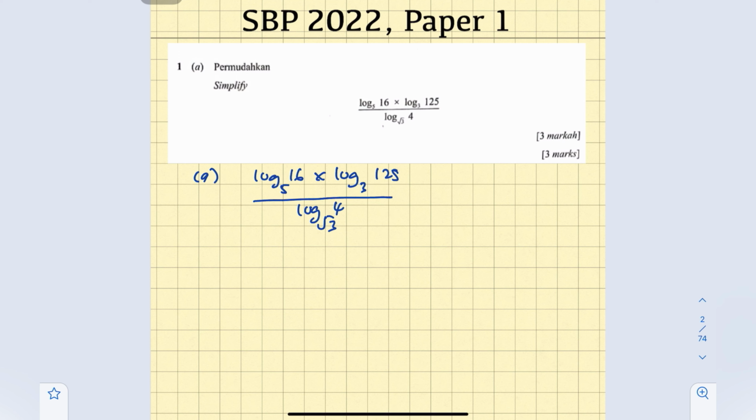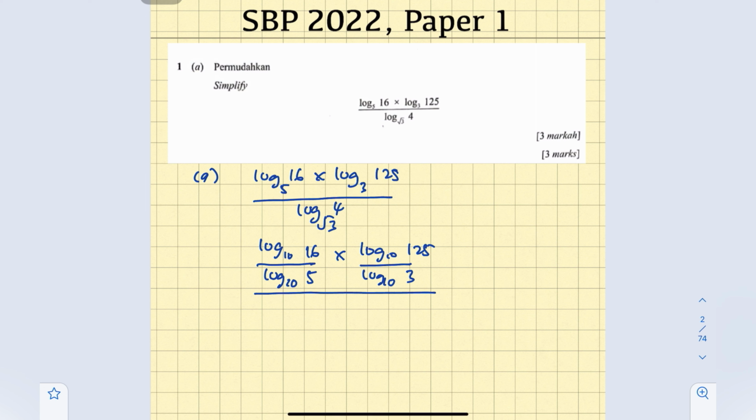Okay, so we can see here the bases are not the same. So firstly we need to convert the base. We have to make the base uniform. So normally the easiest is base 10. So log 16 base 5 converts to base 10: log 16 over log 5. Log 125 base 3 becomes log 125 over log 3.